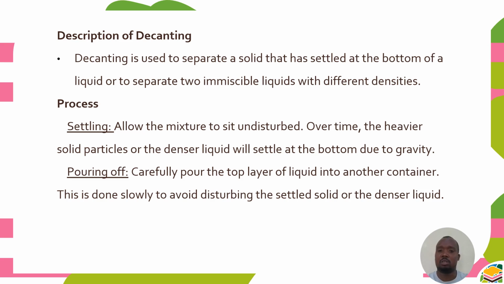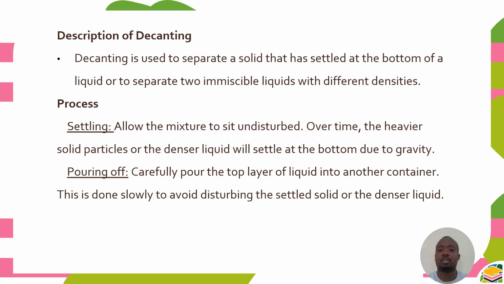So decanting is used to separate a solid that has settled at the bottom of a liquid, or to separate two immiscible liquids with different densities. This description is very important, because we are considering the fact that the liquids have different densities. If you look at distillation, which we have looked at, we said in fractional distillation we utilize the fact that liquids have different boiling points. Because of that, we can separate them using distillation, whether simple distillation or fractional distillation.